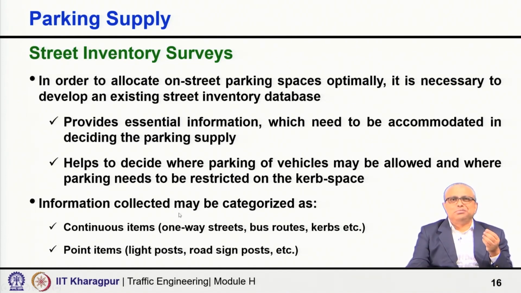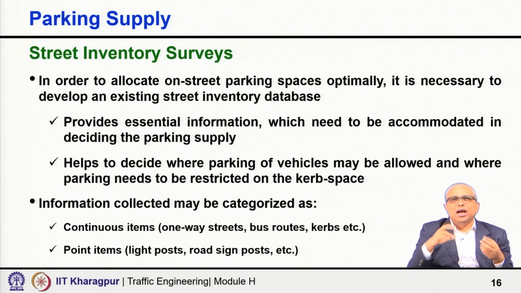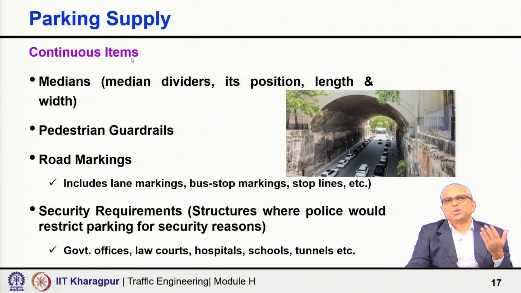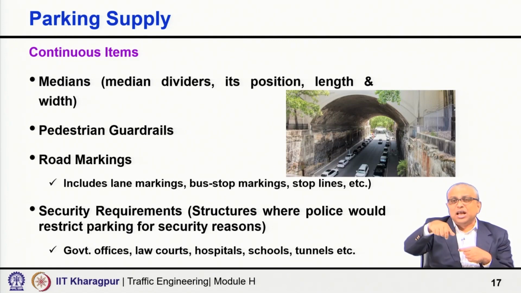Often the information which is collected may be categorized in two groups: continuous items and point items. Continuous items are those which are likely to be continuous, and point items are very location specific. Let us see an example of some of the continuous items, the medians. Somewhere the median may be there, somewhere it may not. So you will note where the median is there, how much is the width, and where the median opening is, and where there is no median, it may be an undivided road.